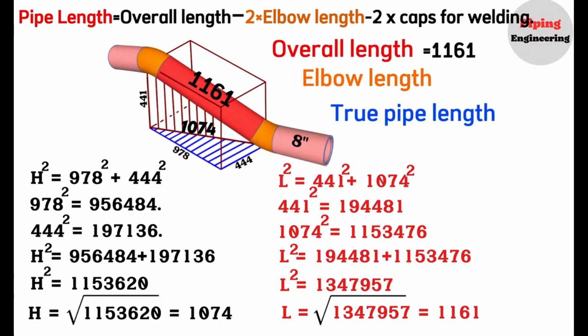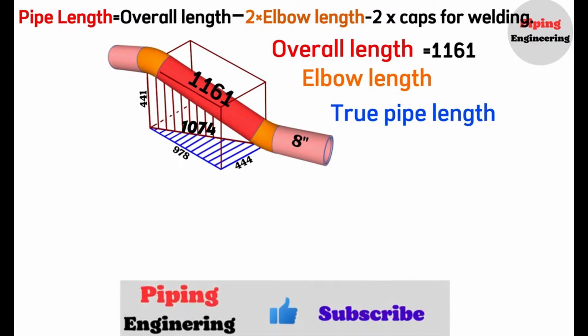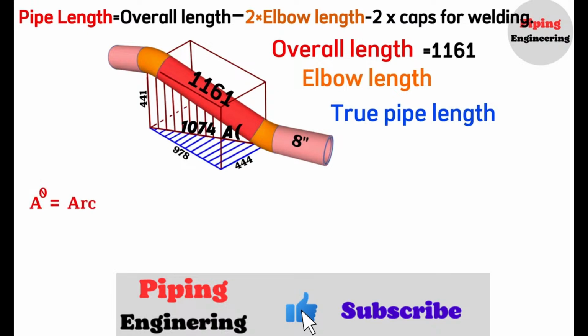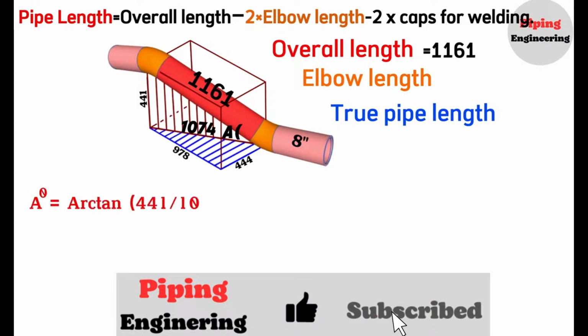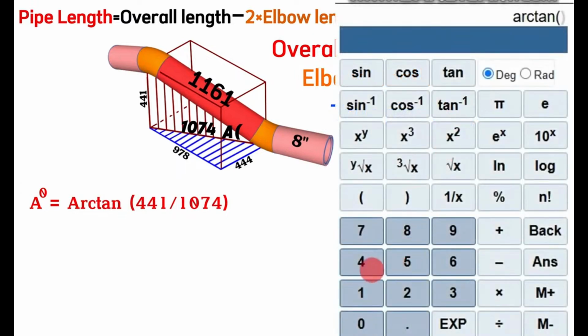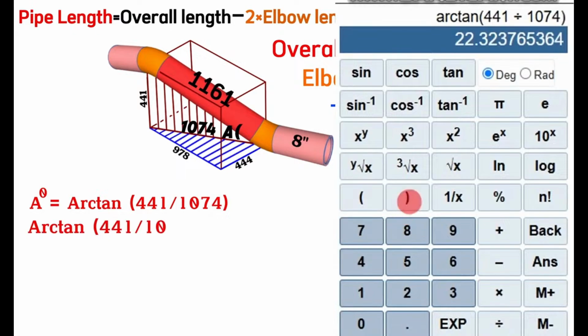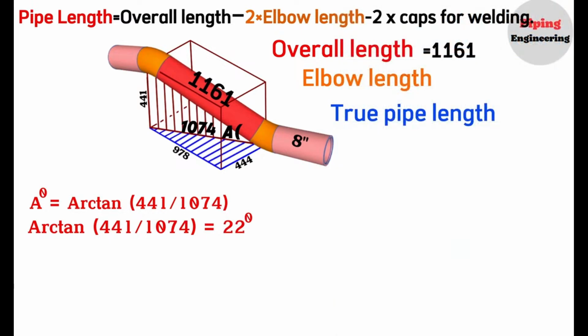Now let's calculate the elbow degree for these dimensions on this pipeline. To find the elbow degree, we will use the trigonometric function. So, if we denote this angle as A, then A degrees will be equal to the arctangent of 441 divided by 1074. Using a scientific calculator, the arctangent of 441 divided by 1074 will equal approximately 22 degrees. So, we calculated and found that the cutting angle of these elbows is 22 degrees on the 8-inch pipeline.